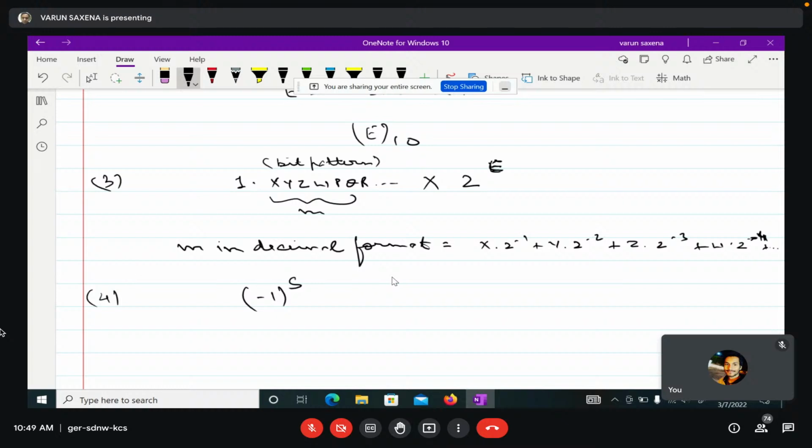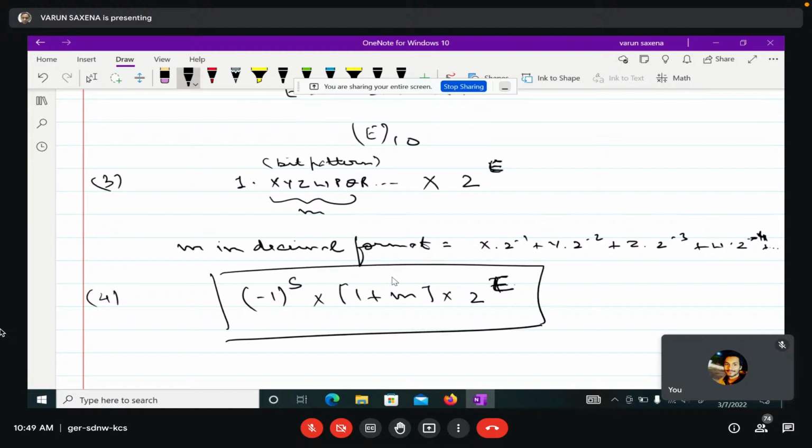And then it is multiplied by 1 plus m, so m in the decimal format, multiplied by 2 to the power of the exponent, basically. So this would be a decimal. That's it. Okay. So let's take up a small example.